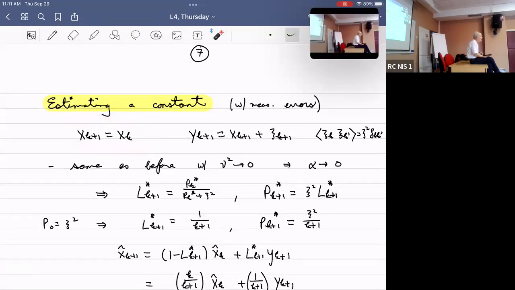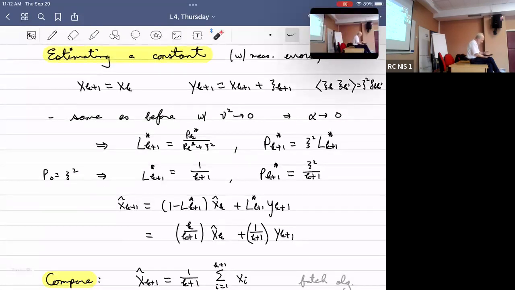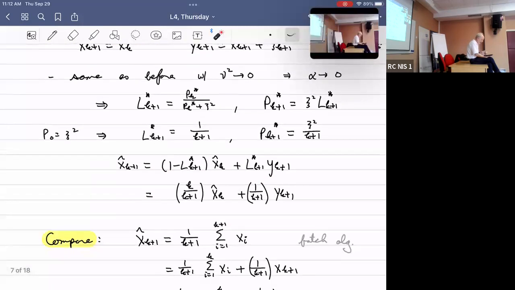So in this case, we have constant dynamics. The quantity is just stationary. There's no noise source here, but we do have measurement errors and so on. And so we can use the same results that we just got, except that now we just take mu equal to zero, which means that alpha goes to zero. In that limit, I'll spare going through the details of the algebra, but we can rewrite our estimator updates. And what we get then is x hat k plus one is k over k plus one x hat k plus one over k plus one times the new measurement.